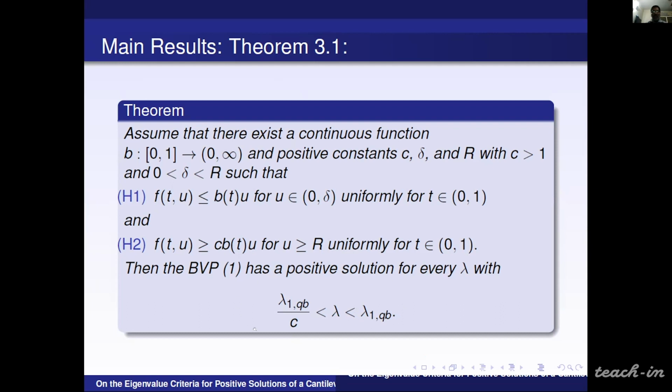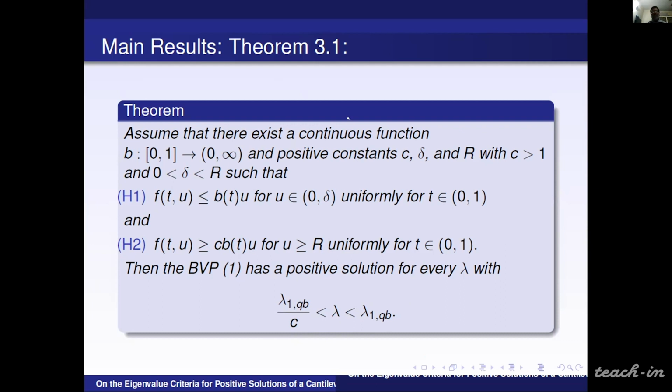Then it has a positive solution for every lambda that lies between this quantity. This is the first eigenvalue, and C is greater than 1: lambda 1(Q, B) by C is less than lambda, which is less than lambda 1(Q, B). For every value of lambda in this interval, the problem will have a positive solution.